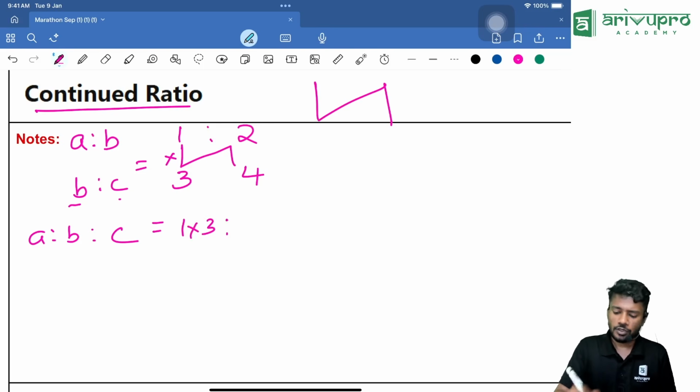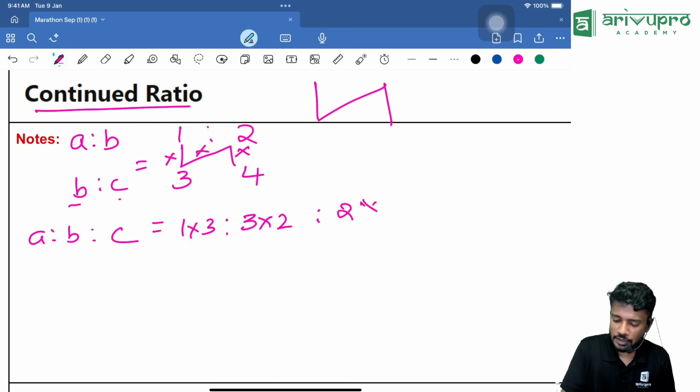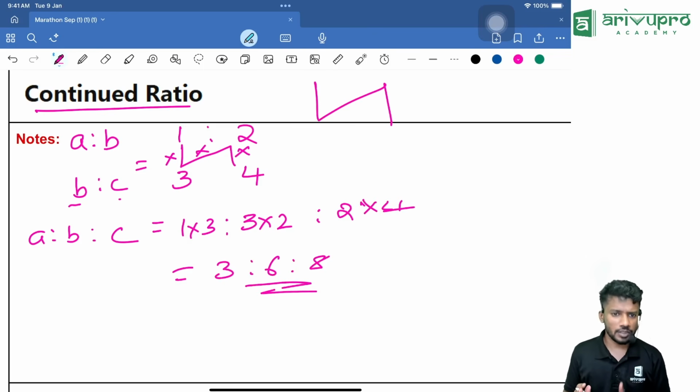3 is to... 3 into 2 is how much? 6. Is to... 2 into 4 is how much? 8. The continued ratio is nothing but 3 is to 6 is to 8. Are you understanding, people? Got the point?